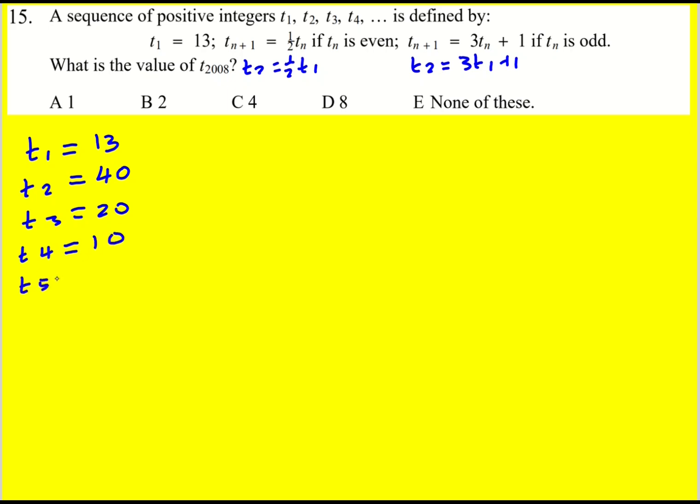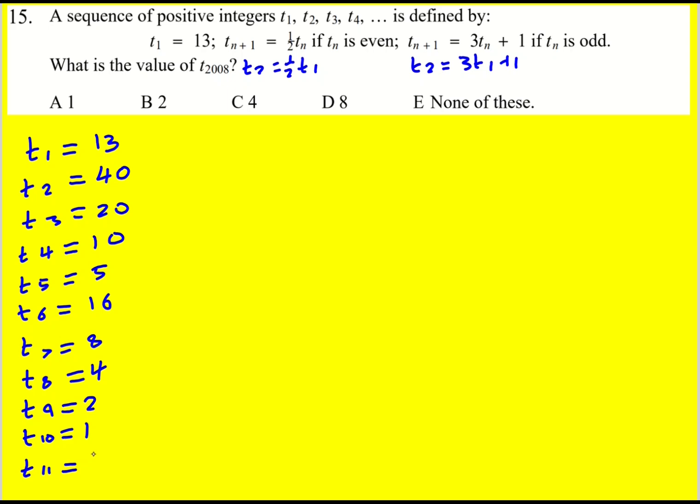10, 5, right, now it's odd. I need to times by 3 and add 1, so that's going to take me to 16, 8, 4, 2, 1. And now it's odd again. I times by 3 and add 1, and I'm back to 4. And then I'll be 2, 1, 4, 2, 1 again. So once I've got to this point, it's going to repeat.